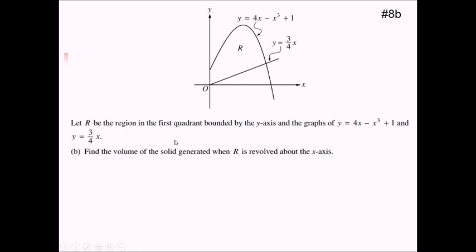So my area formula that I'm going to be integrating, I'm going to write A of x equals pi times big R squared minus little r squared.